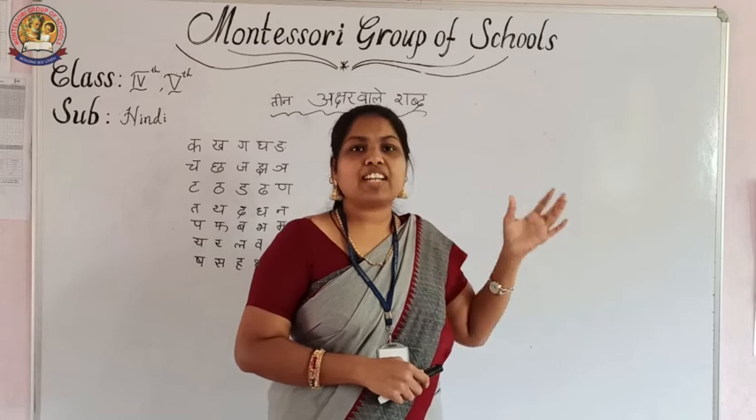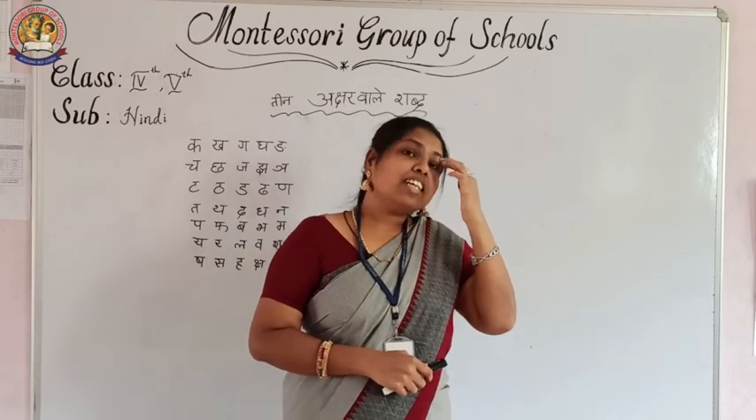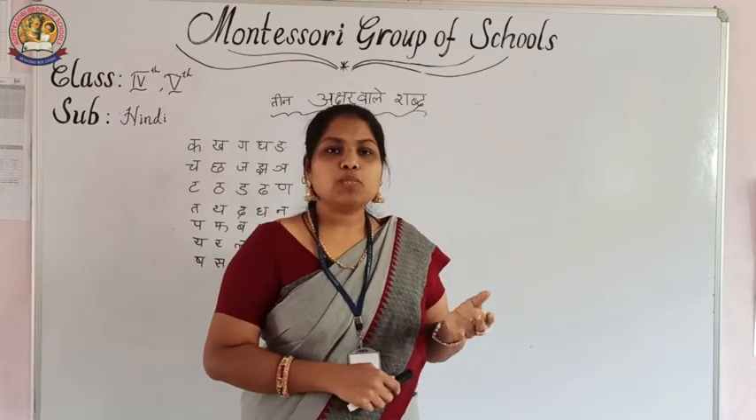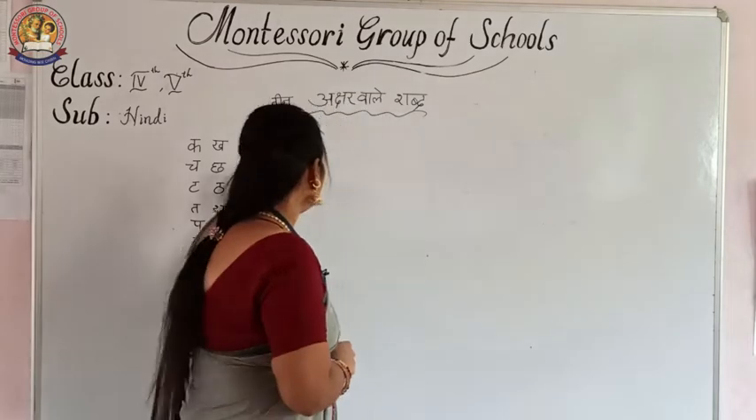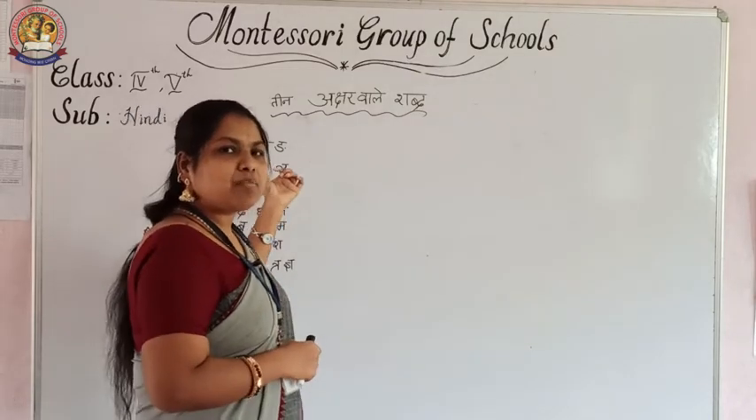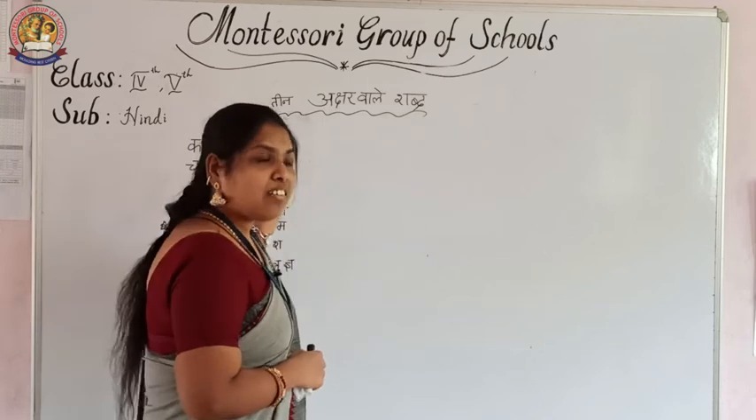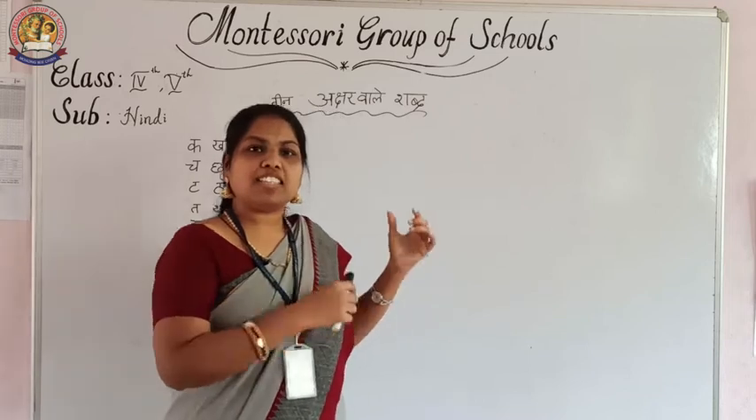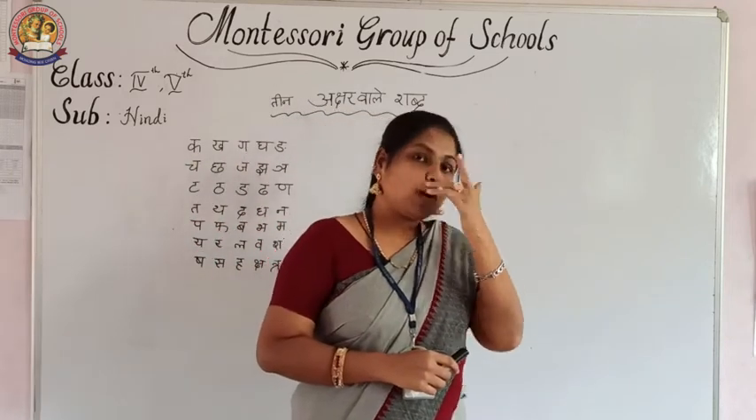Example, if I say to write nal or jal or sar or ghar, you must write fast. Then you must keep these letters in your mind. Ghar, where is the gha coming? In ka varg: ka, kha, ga, gha. Gha and ra, ghar. Last class I explained all this.